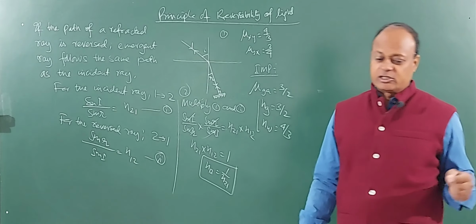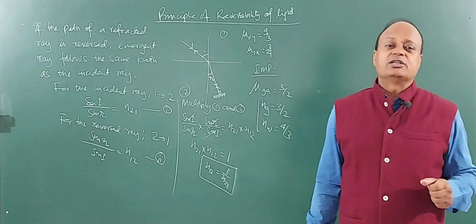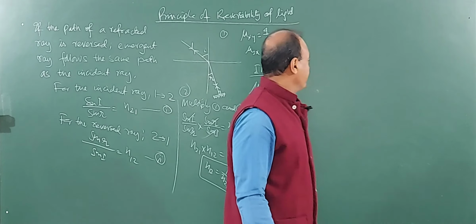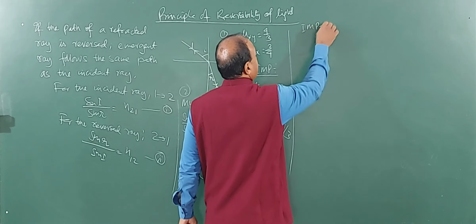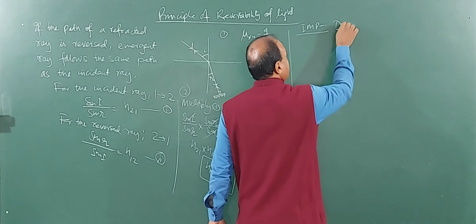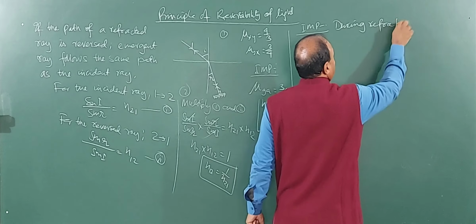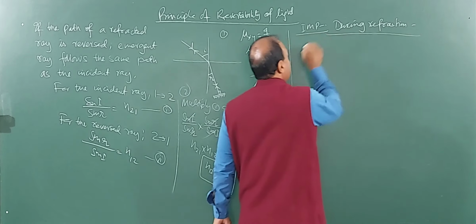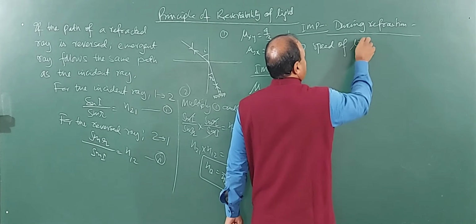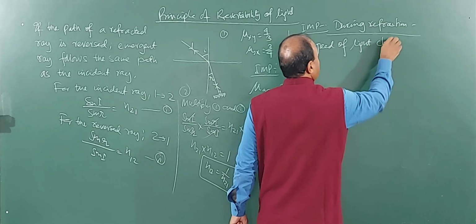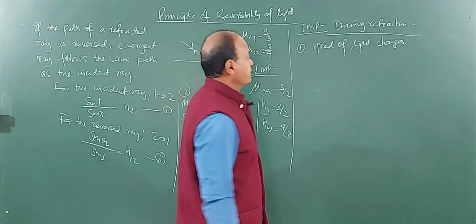Now, there is something important that you have to know. During refraction, what all changes? So, here we have some important points. During refraction, what all happens? First one is speed of light changes. Clear? And what is the relation?